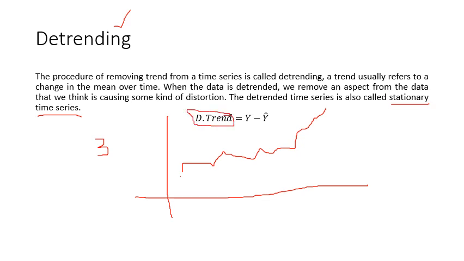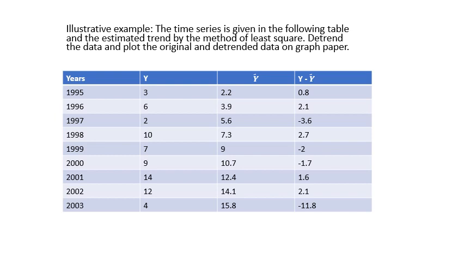Now in the next slide, I will show you how to detrend the data. Going to our next slide, you can see that there are 1, 2, 3, 4, 5, 6, 7, 8, and 9 years, and we have original data and we have trend data. By using the method of least squares, the time series is given as in the following table, and the estimated trend by method of least squares.